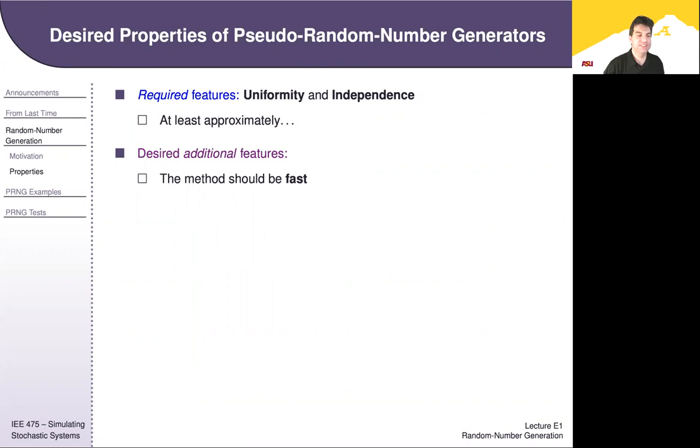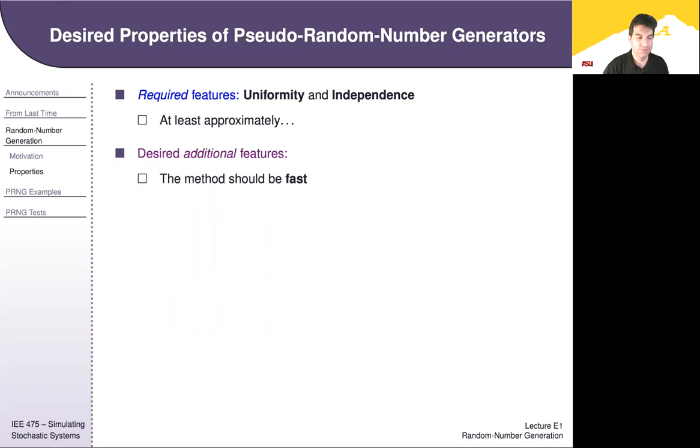There also are a couple of other desired features that you should remember, but if I were to ask you what the most important features are, you should not give me any of these desired features. You should tell me the required features. The most important features are uniformity and independence. The rest of these are just bonus, but we'd really like them if we can get them.